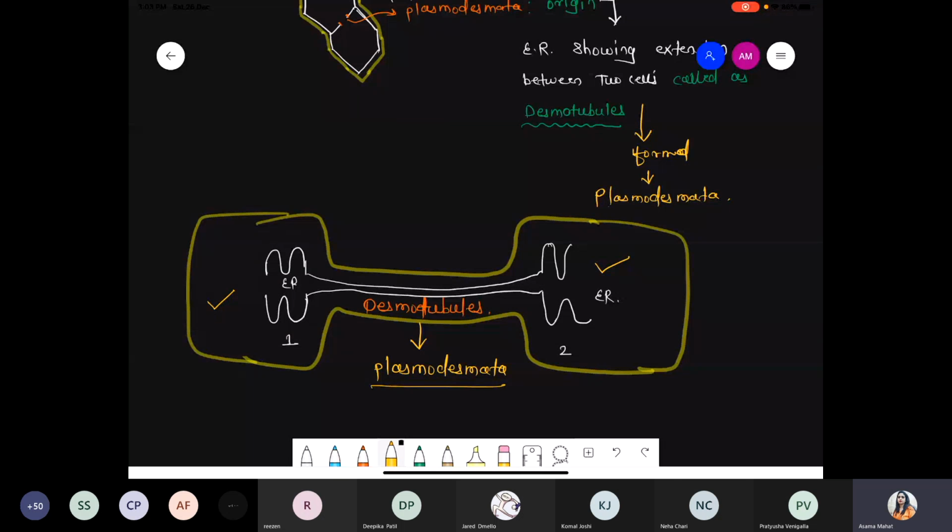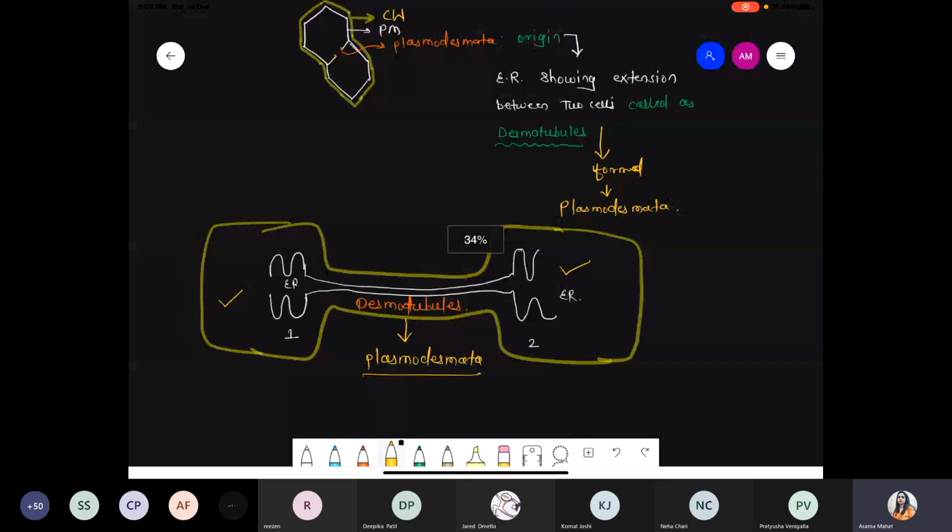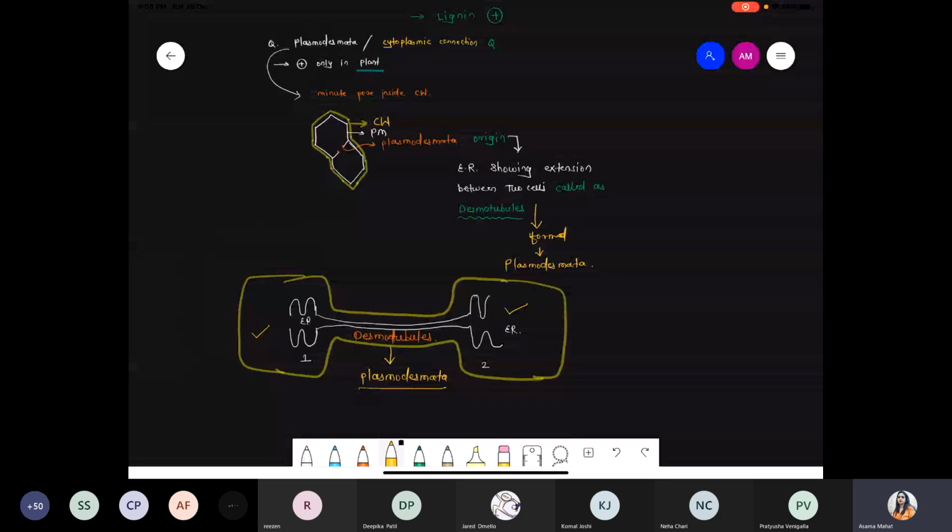So if a simple question is being asked, at that time you have to remember plasmodesmata, also called the cytoplasmic connection, where two cells' cytoplasm connect with each other. And if I'm talking about the origin, how they get formed, they originate because of the desmotubules.